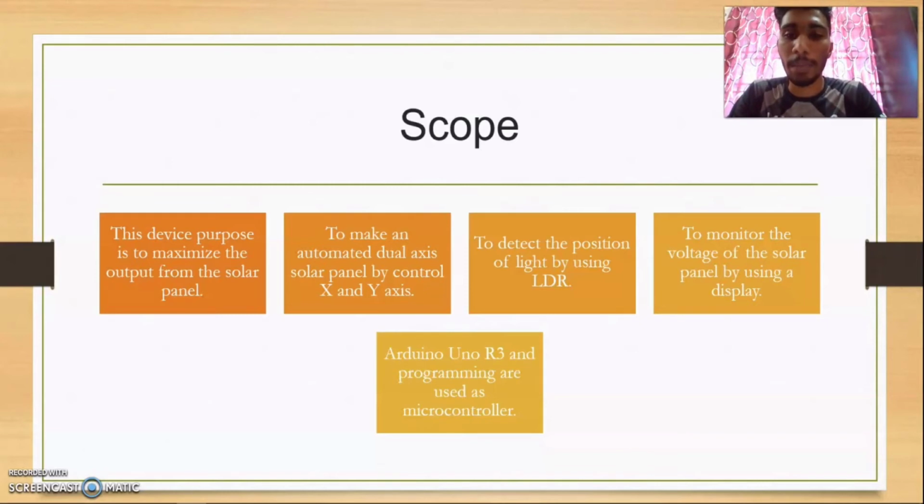The second point is to make an automated dual axis solar panel by controlling the X and Y axis. In this case we are using two DC motors.